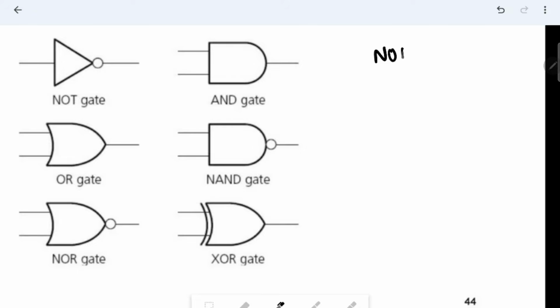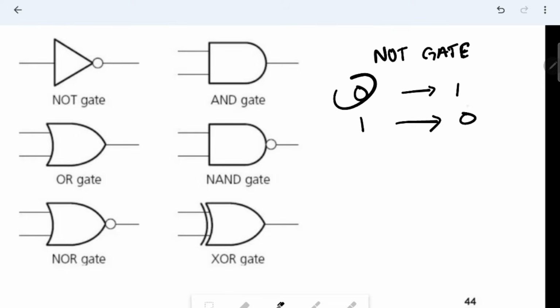Now for the NOT gate, let's go back to the NOT gate. The NOT gate simply says that when the input is 0, the output will be 1, the opposite of what the input was. If the input was 1, the output will be 0. Maybe you're not understanding what this input and output is. Maybe you're new to logic gates and you don't understand what's happening right now. In just a few minutes we're going to be doing a past paper question, so you will understand everything there. But for now you just need to know that if the input is 0, the output is 1. If the input is 1, the output is 0.